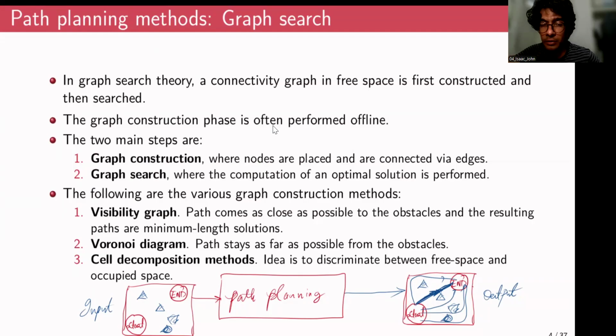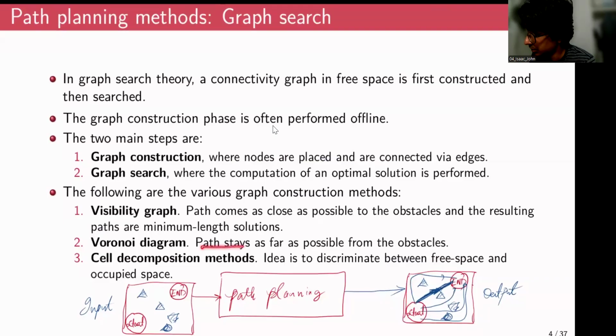And the second method is what we call a Voronoi diagram. So the philosophy is entirely opposite to the visibility graph. It says the path stays as far as possible from the obstacles. Right? Earlier it was as close as possible to the obstacles. Now it is as far as possible from the obstacles. And the third is the cell decomposition methods. Right. So the idea is to discriminate between free space and occupied space. Like we'll discuss more on that in the upcoming slides, in detail.